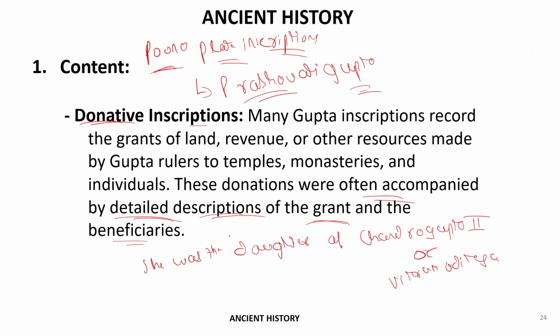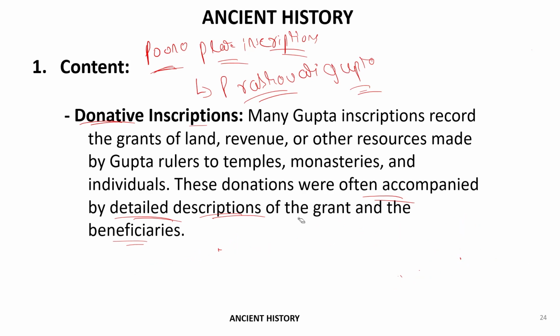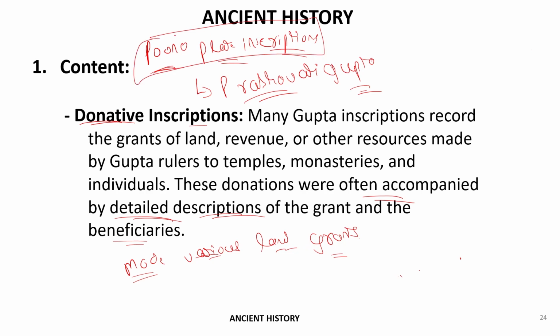Okay, so what was exactly written in the Pune plate inscription? Basically, the Pune plate inscriptions claim that Prabhavati Gupta made various land grants. Prabhavati Gupta made various land grants to different people, and that was all mentioned in the Pune plate inscriptions. Got it? So students, there is some tricky concept which you need to understand.